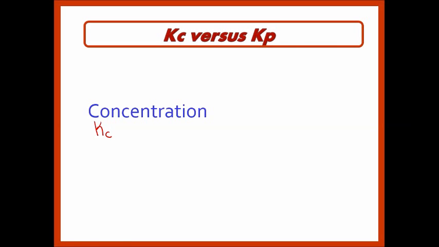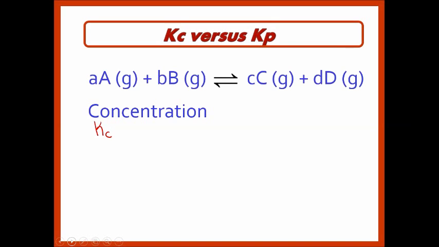So we can see that if we have an equilibrium reaction of A and B forming C and D with their respective coefficients, we can express this Kc in terms of the law of mass action, where we have the concentration of C raised to its respective coefficient times the concentration of D raised to its respective coefficient over the concentration of A raised to its respective coefficient little a times the concentration of B raised to its respective coefficient little b. And remember, this is called the law of mass action.